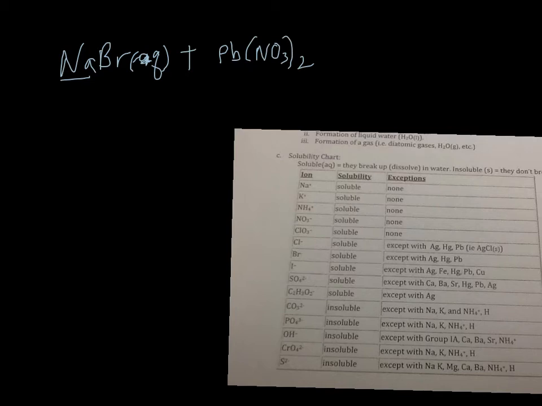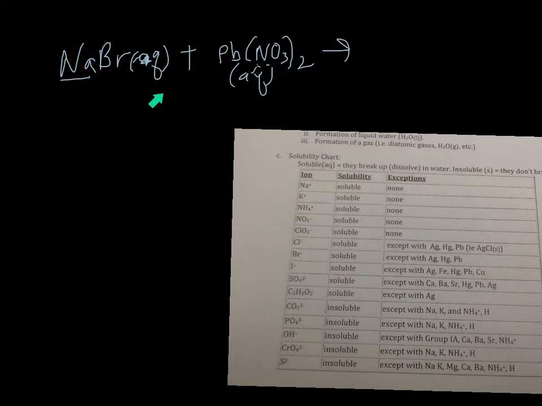Let's try number 6. Number 6 is NaBr, so we got to check and see if it's aqueous. Well, Na is aqueous all the time. That's a lovely AQ. Plus, where is it? Pb(NO3)2, and nitrates are aqueous all the time, so that one's aqueous. So the reaction could possibly happen. Let's see what we could make.